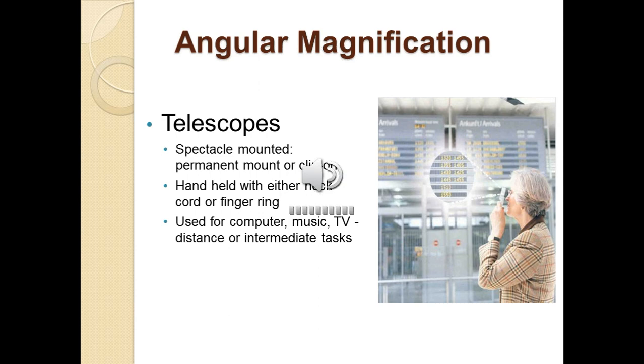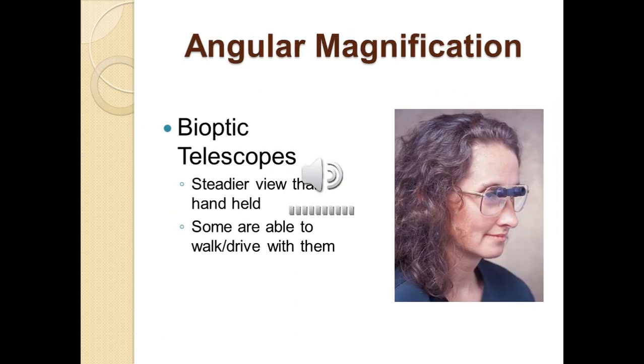Telescopes themselves are used to see things far away, and there's three main types of telescopes. There are handheld monocular telescopes, which is typically what we do, but sometimes we will use binoculars. And those are nice for spotting things off in the distance. However, if you're not very steady with them, that can be a problem. Spectacle-mounted glass telescopes are helpful because they can actually be worn like glasses. The disadvantage to those is you can't walk around wearing them. And then bioptic telescopes are the third type. Bioptic telescopes are nice because they're actually mounted into the glasses, so they're very steady when you use them. All you have to do is point your chin down a little bit, and now you're seeing through them.